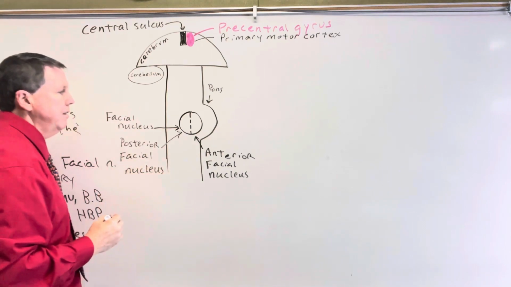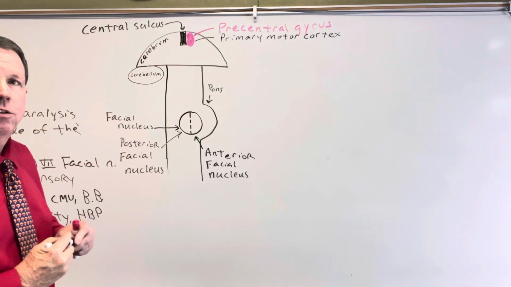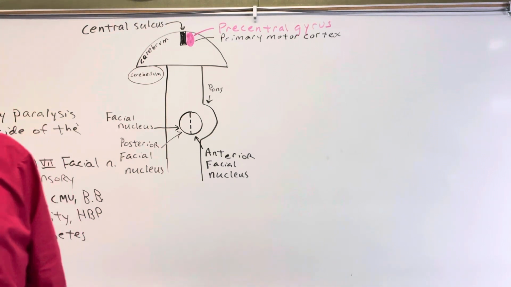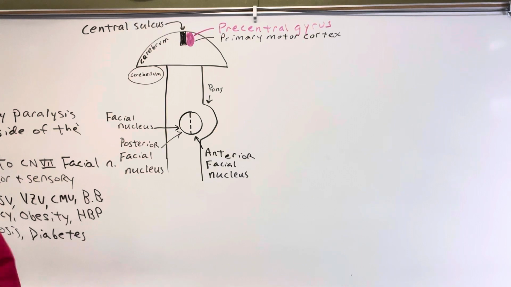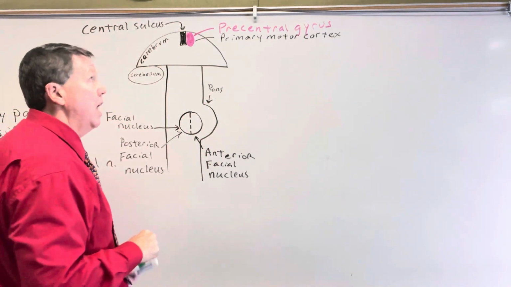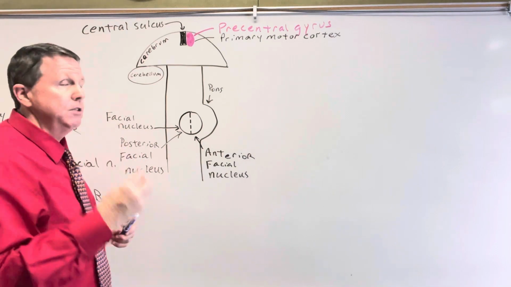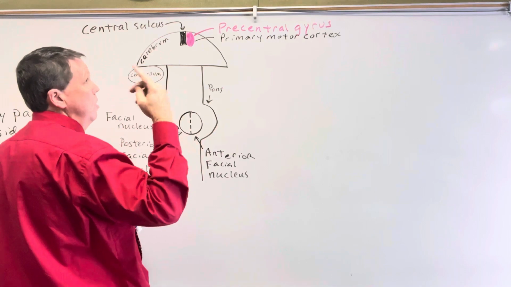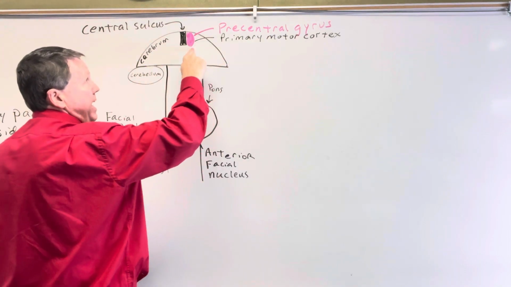Okay, so I'm going to have my anterior facial nucleus and my posterior facial nucleus, and this is going to be important in just a minute. So let's go ahead and take a look at this. And here's what's going to happen. In this primary motor cortex, I am going to have a tract. A tract is made up of a bunch of nerve fibers, right? Basically all going in the same direction. So I'm going to have a tract that's going to come out of here.